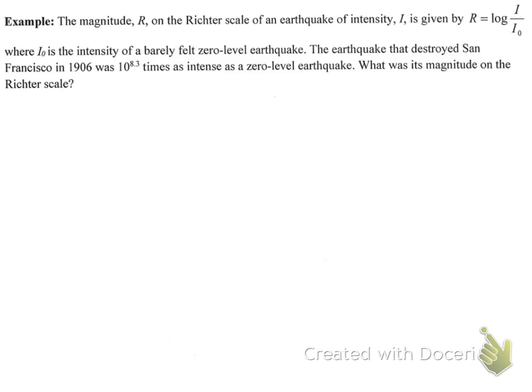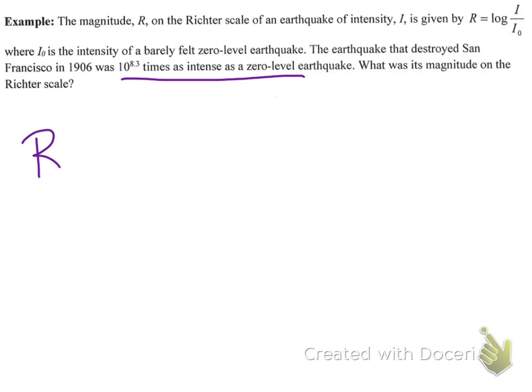The magnitude R on the Richter scale of an earthquake of intensity I is given by R equals log of I divided by I naught, where I naught is the intensity of a barely felt zero-level earthquake. The earthquake that destroyed San Francisco in 1906 was 10 raised to the 8.3 times as intense as a zero-level earthquake. What was the magnitude on the Richter scale?